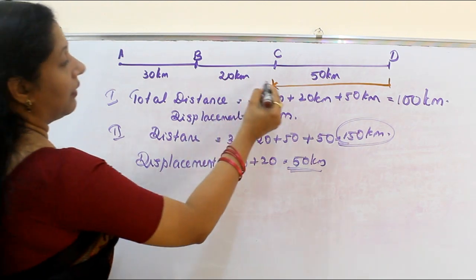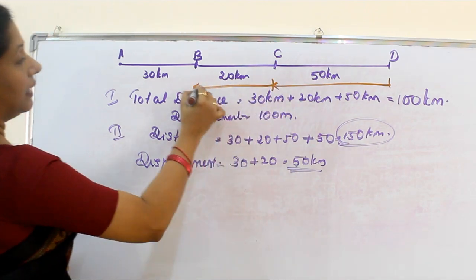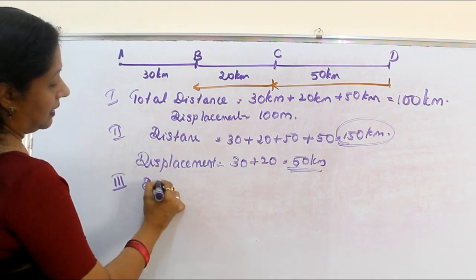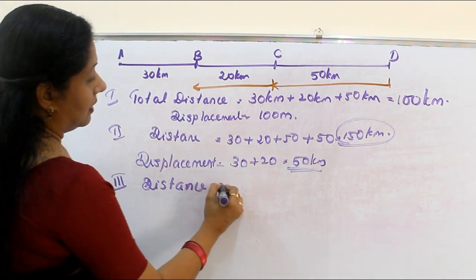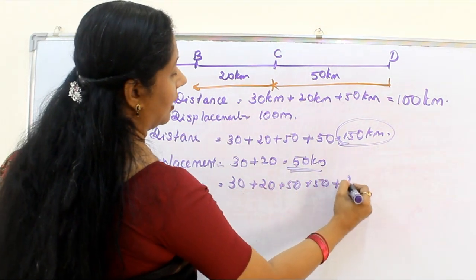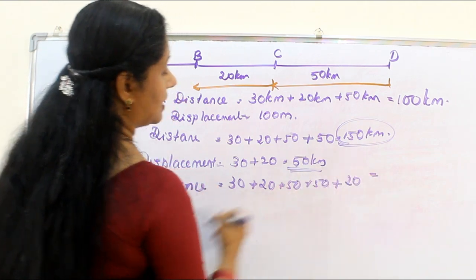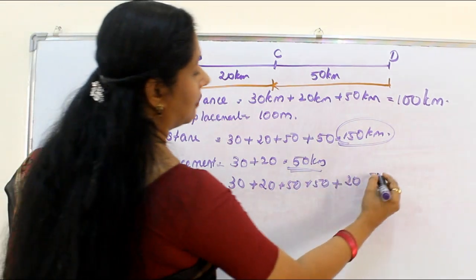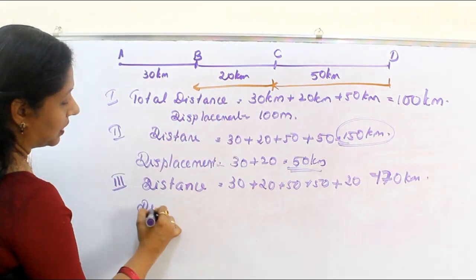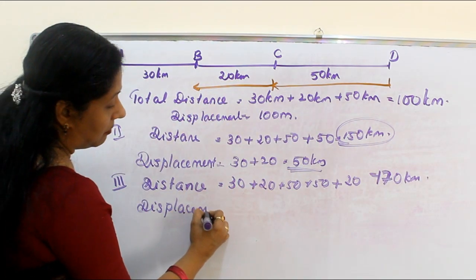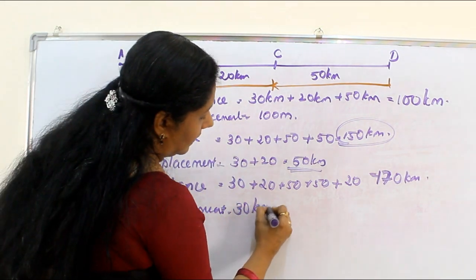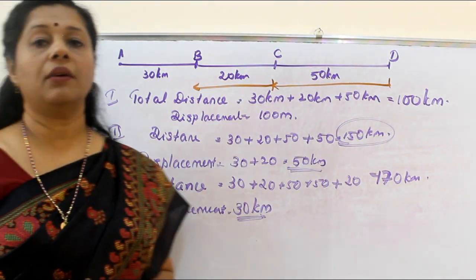So imagine again you are traveling from here till here to B. In this case, what is the distance traveled? Distance will be 30 plus 20 plus 50. Then you travel back 50. Now you travel back another 20. So your distance will be 50 plus 50, 150 plus 20, 170 kilometers you totally travel. But now your displacement has decreased again, because now the distance between the initial point and final point is only 30 kilometers. Okay, so this is how it differs.